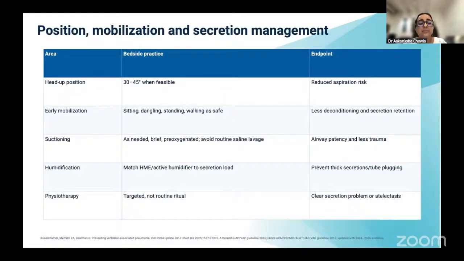Then positioning and mobilization. Nurse your patient in 30 to 45 degrees head end elevation. Mobilize your patients daily if there is no contraindication. Suctioning should be brief, and you should avoid routine saline lavage because it increases the risk of contamination, as well as in hypoxemic patients, it just worsens the oxygenation. Humidification should always be maintained. A lot of times the nursing staff would remove the HME filter for nebulizing and then forget. So you have to emphasize, teach your staff to put it back once they've nebulized. And physiotherapy should be targeted. It should not be a routine ritual.